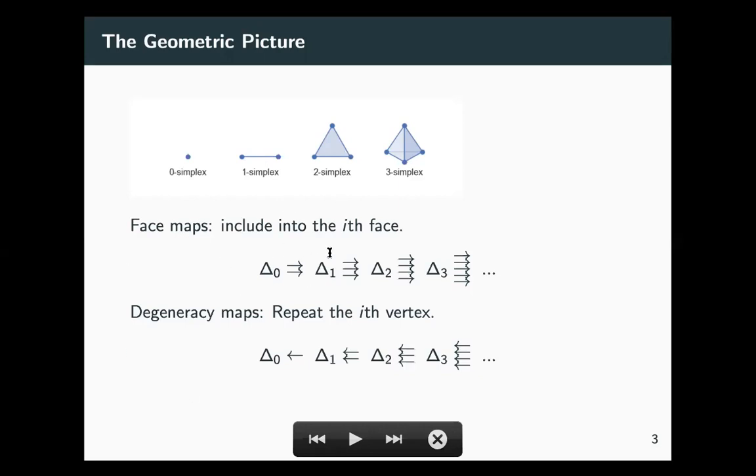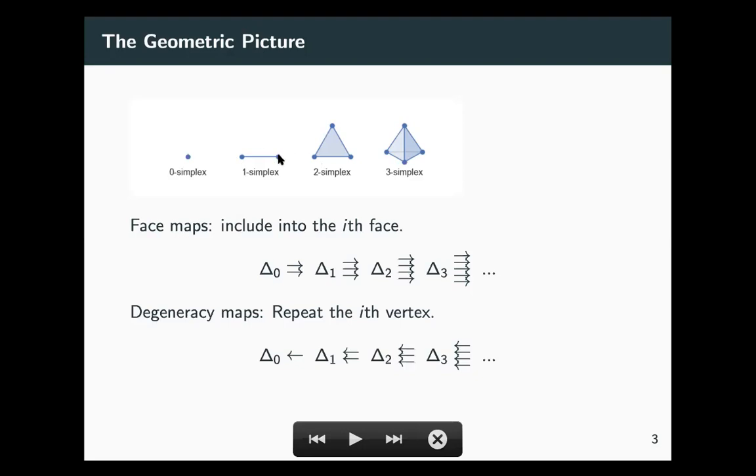And so these are the face maps. And so you can see, just like I said, 2 maps out of the 0 into the 1, 3 maps out of the 1 into the 2, etc., and so on to infinity. We also have degenerate maps. We're going to also have an order preserving structure on these. The way you should think about it is that if I'm mapping the vertices 0, 1, 2 to the vertices 0, 1, I have to get rid of this 2 somehow. And the only way to do that is to repeat one of the other vertices.